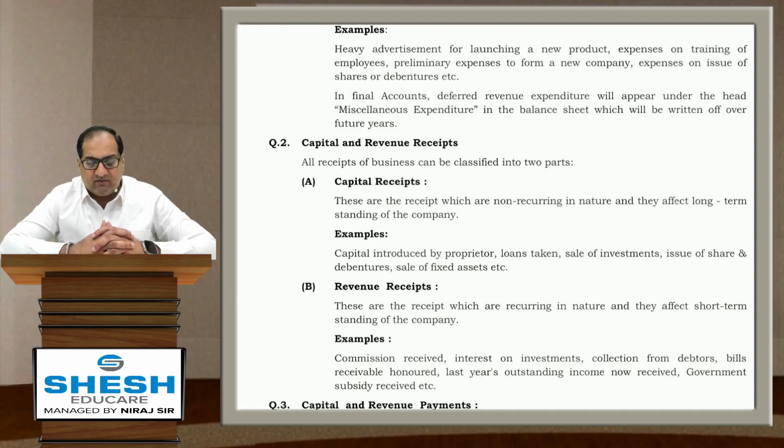Revenue receipts. Now, revenue receipt is nothing but your day-to-day income. This has got nothing to do with your long term, but this has got everything to do with the current year. So, commission received, interest received, amount collected from debtors, amount received against bills receivable, income received, subsidy received from government, and so on. So, basically, these are recurring in nature, and capital receipts are non-recurring in nature.